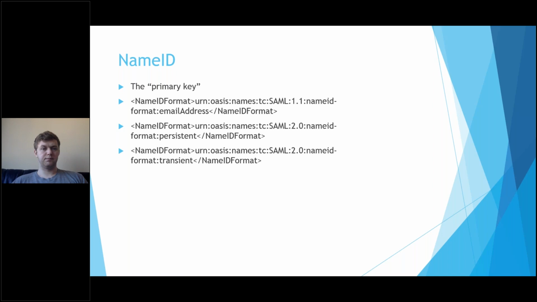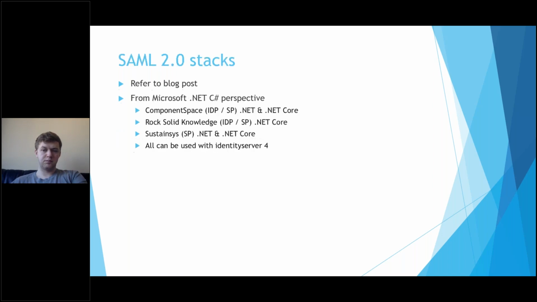Name ID has different formats, so you can have an email address format, which means it looks like an email address. And then there's two other formats, there's persistent and transient. The idea of those is that you don't actually use something that identifies you, you use something like a GUID. Persistent means that every time you log in, you get the same GUID. Transient means every time you log in, you get a different GUID. There's also one called unspecified, which means it's up to the IDP and the SP to negotiate as to how to actually recognize that. But the number one thing in a SAML federation is getting the name ID right. Otherwise, you'll go to Salesforce and say, sorry, although you can authenticate, I don't know who you are. I don't know if you've got a license.